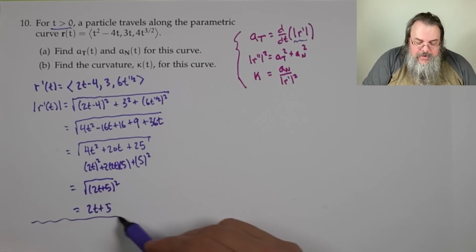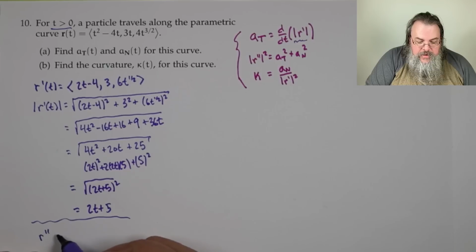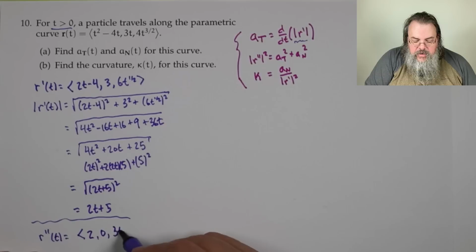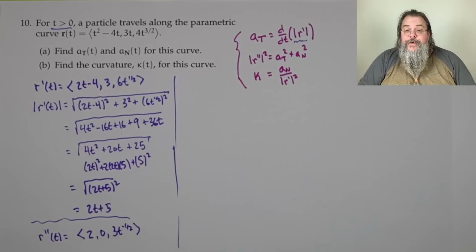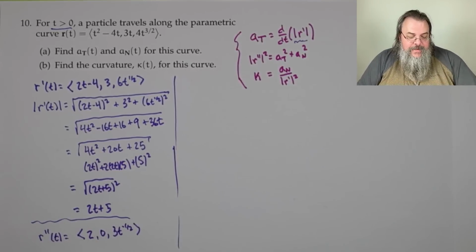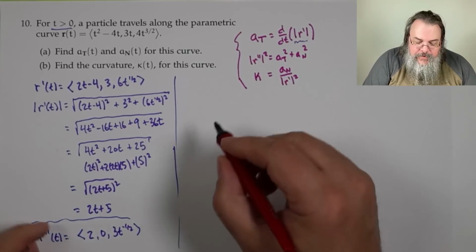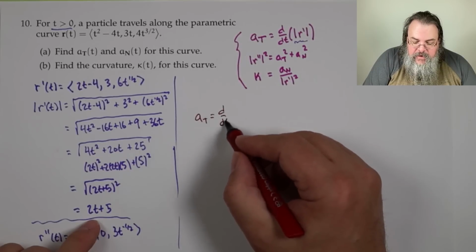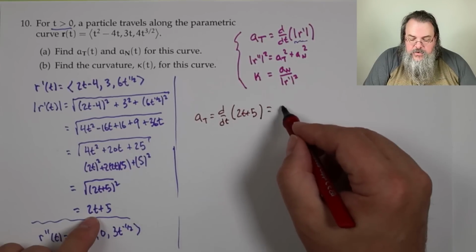On a side note, before we go into these computations, let's do r double prime of t. What does that give us? 2, 0, and 3t to the minus a half. Now we're ready to finish the problem. You're like, what? We barely started. Yeah, but all the pieces are ready for us. So here we go. A sub t is the derivative of 2t plus 5, which is 2.